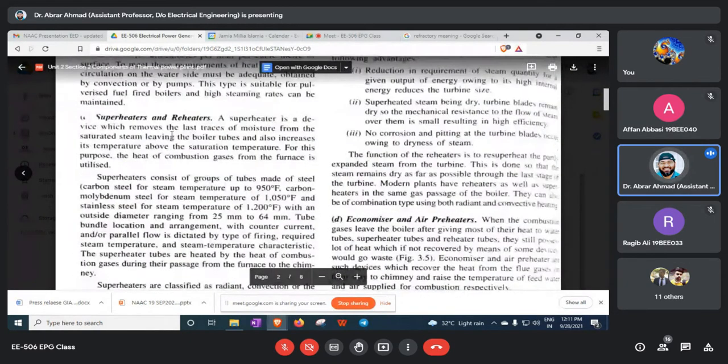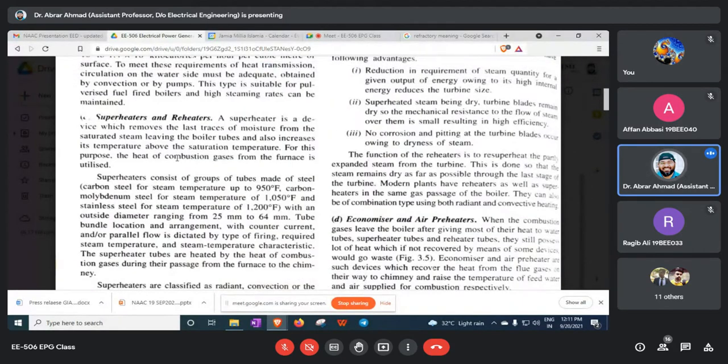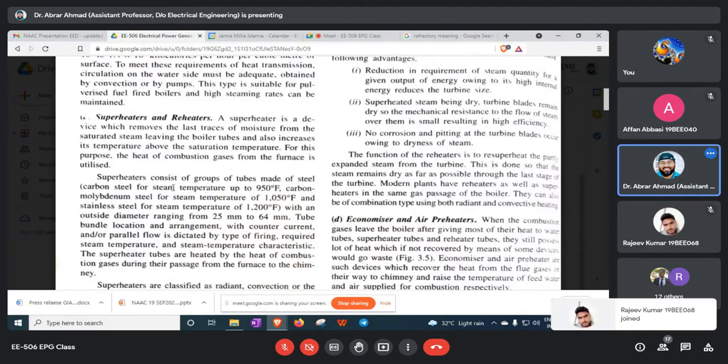Now coming to the C point, which is superheaters or reheaters. Superheater is a device which removes the last traces of moisture from the saturated steam, leaving the boiler tube and also increasing its temperature above saturation temperature. For this purpose, the heat of combustion gases from the furnace is utilized.